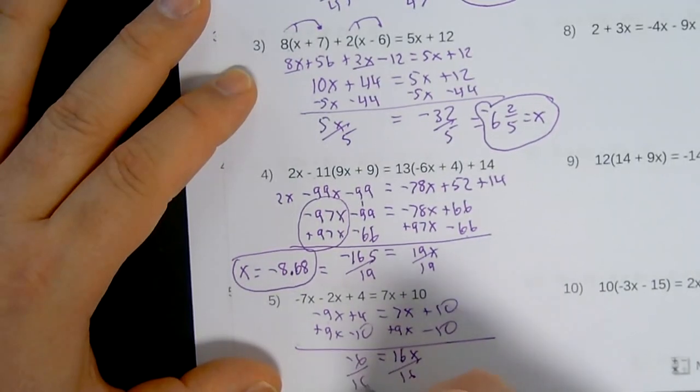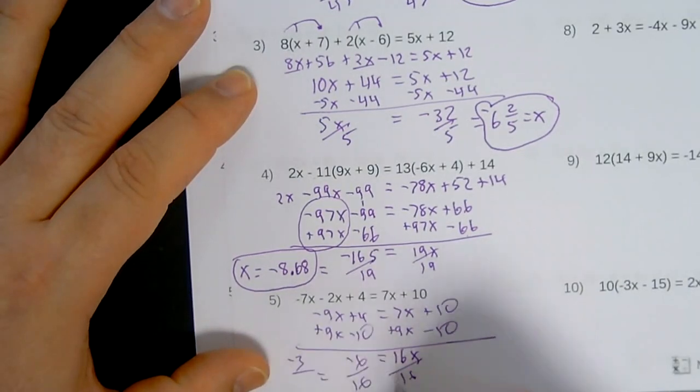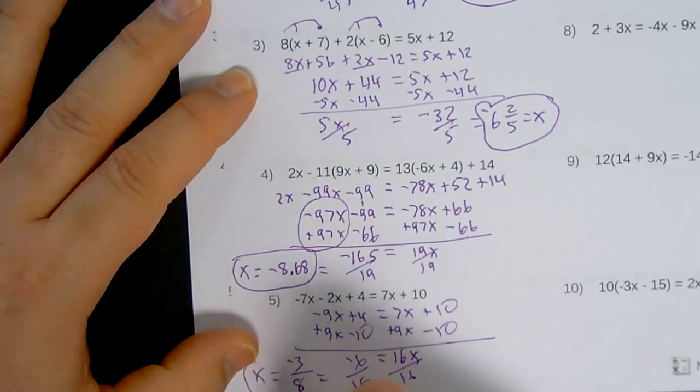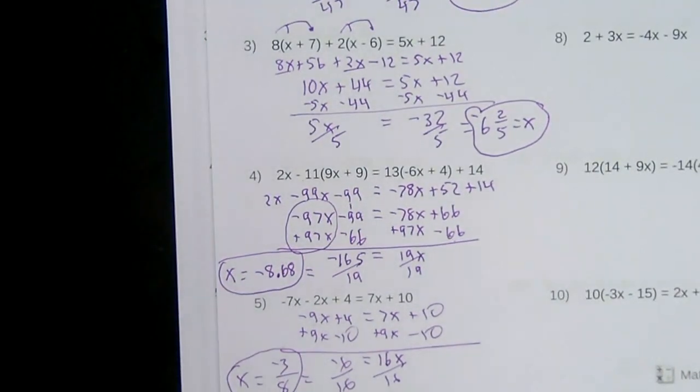And divide both sides by 16. So if I reduce those, 2 goes into 6 3 times. 2 goes into 16 8 times. And there's my final answer. Okay. So keep that in mind as you are working.